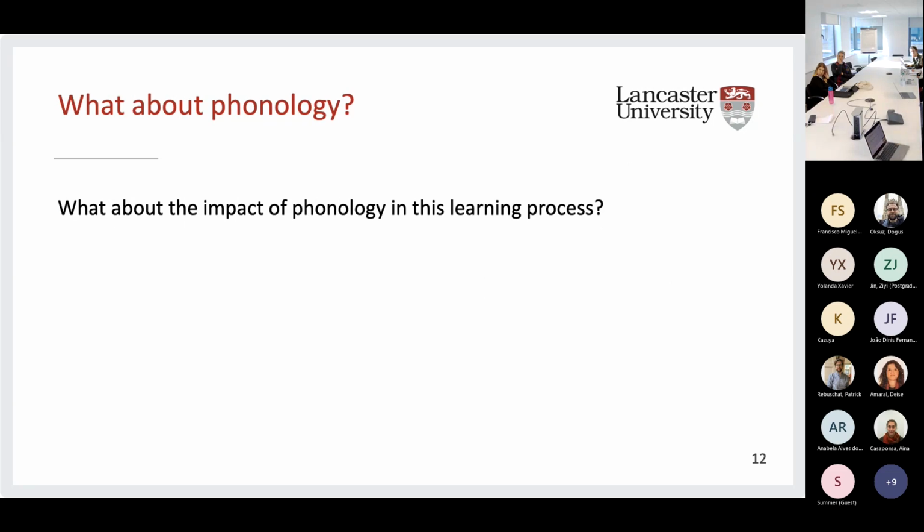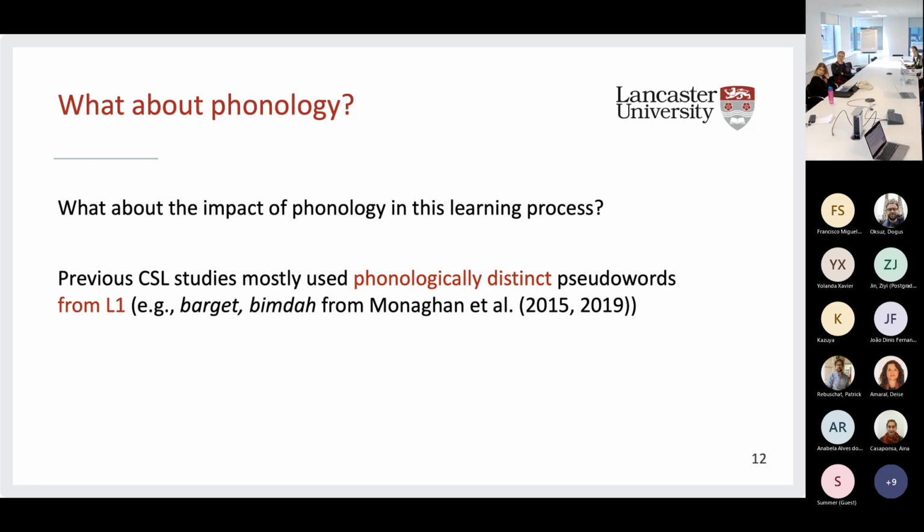And what about phonology in this learning process? So previous studies mostly used phonologically distinct words. And these words usually follow participants' L1 phonotactics. So for example, in this paper by Monaghan et al., they used pseudo-words based on English. So baguette and binda, these words could potentially be English words. They follow English phonotactics, and they use English phonemes, so they sound familiar to English learners.